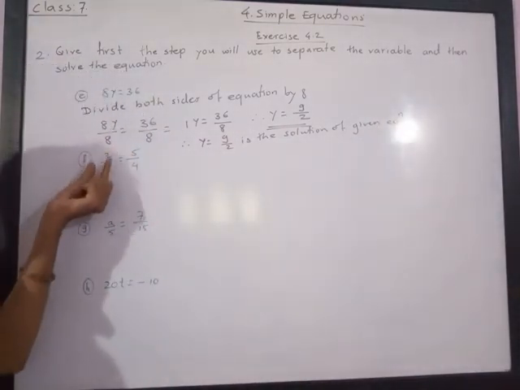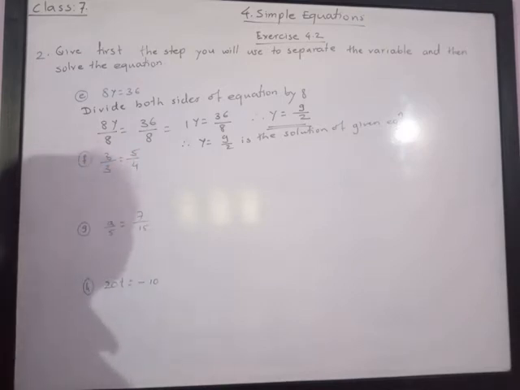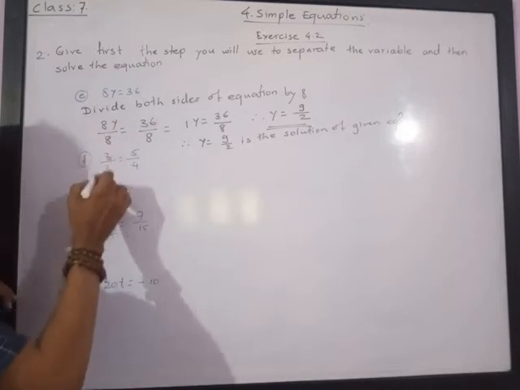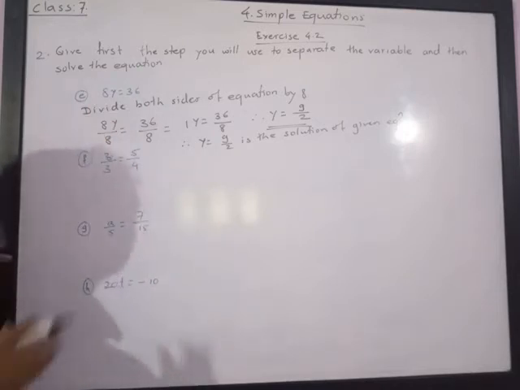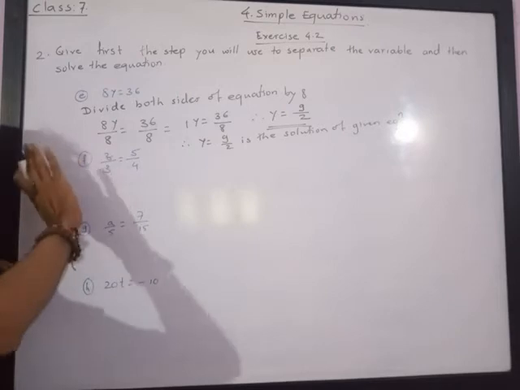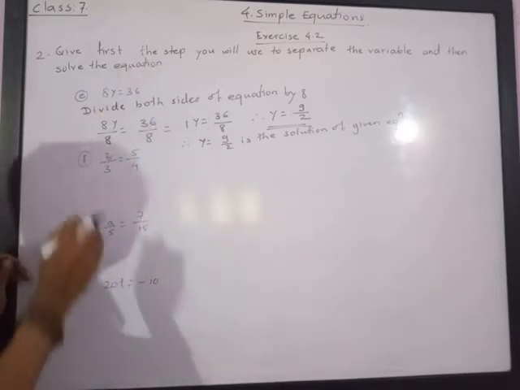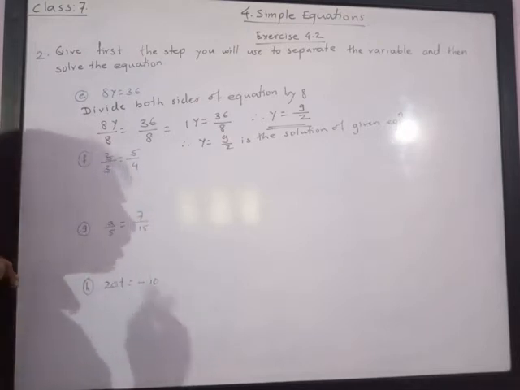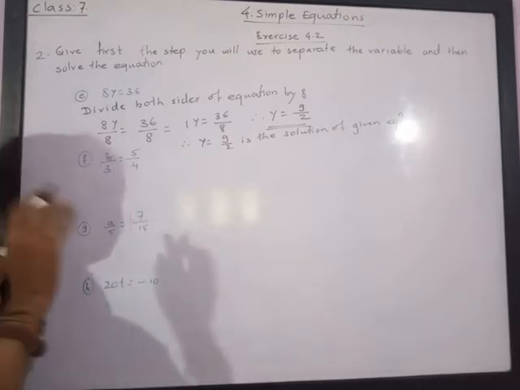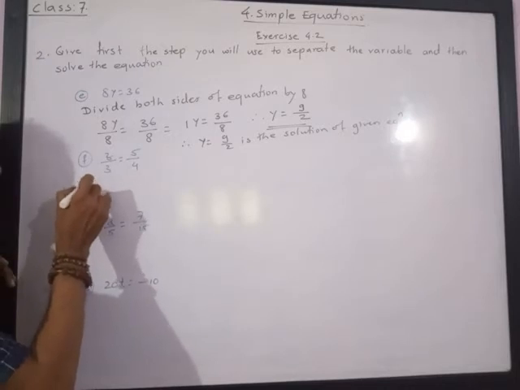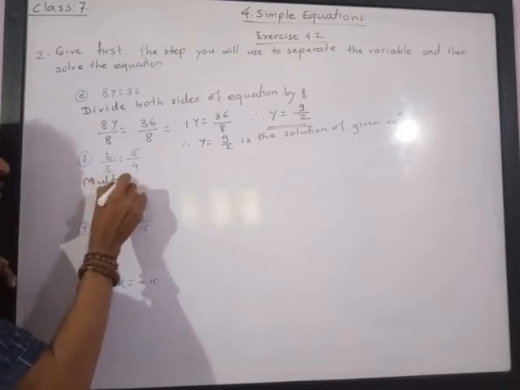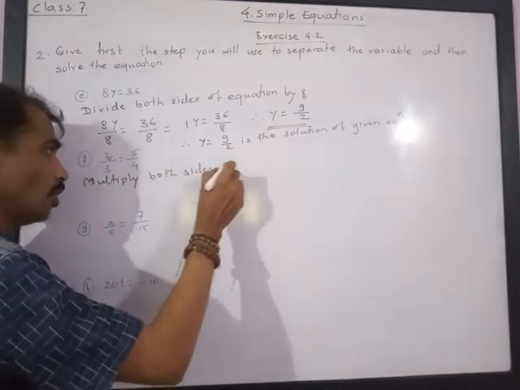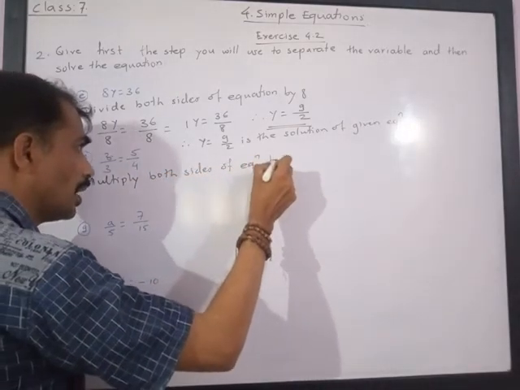Next problem is z upon 3 is equal to 5 upon 4. Please note, we are asked to solve the equation. Solve the equation means find the value of the variable. We have to keep the variable on the left hand side and all other numbers on the right hand side. Here 3 is dividing the variable. In order to eliminate 3, we do the opposite operation with the same number. So here we multiply both sides of the equation by 3.